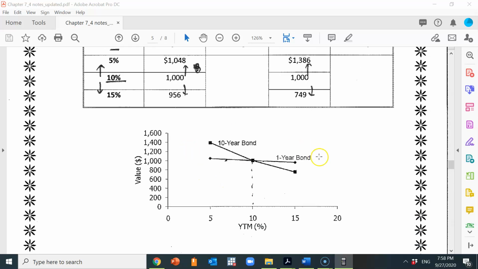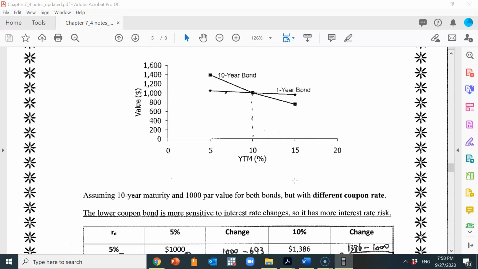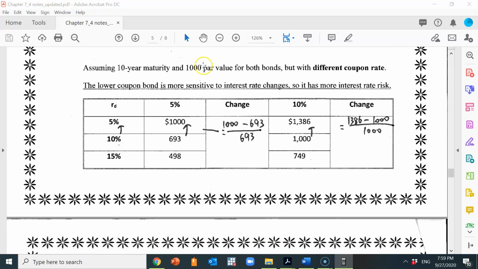We can see in this graph that yield to maturity changes to the same degree, but the 10-year bond changes more compared to the 1-year bond. The line for the 10-year bond's price change is steeper. Another example is a 10-year bond with $1,000 par value, but with different coupon rates. The lower coupon bond is more sensitive to interest rate changes. So it has more price risk or interest rate risk.